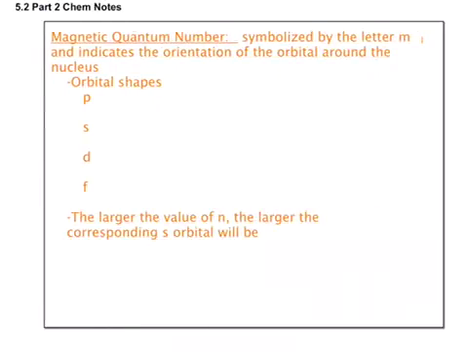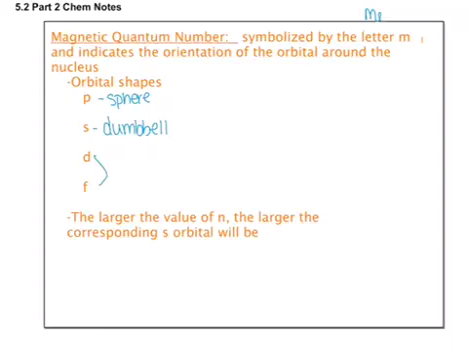The magnetic quantum number is symbolized by the letter m with a subscript l, and indicates the orientation of the orbital around the nucleus. When we look at their shapes, if you have an s orbital, its shape is a sphere. If you have a p sublevel, we have a dumbbell shape.